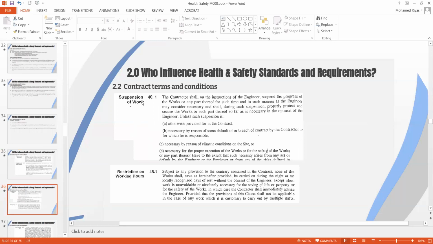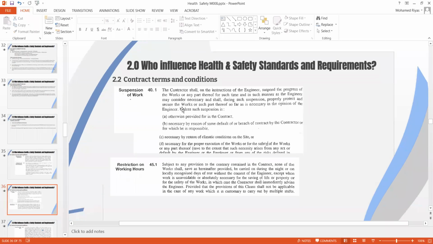If you look at 40.1, this is an interesting subclause. If there is no safety at site, the engineer can suspend the work. This gives the engineer a tool to suspend the works. He can give notice if proper safety precautions are not followed or addressed, and then go through the contractual provision for suspension. This is the highest level before termination.